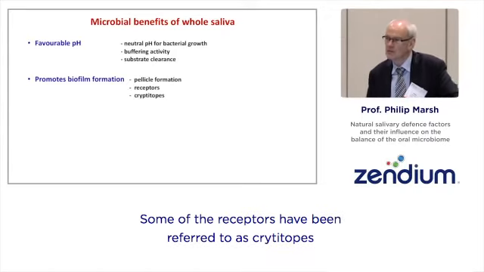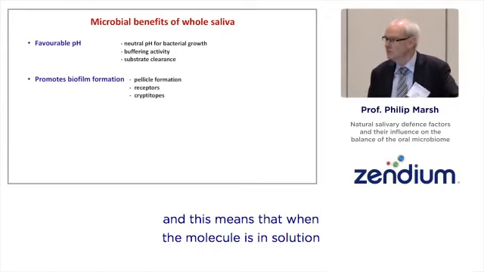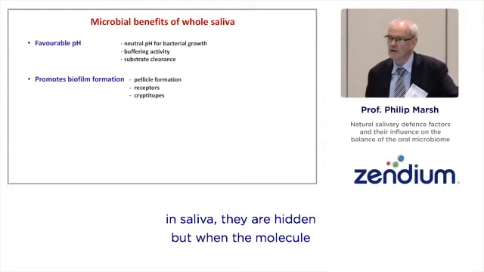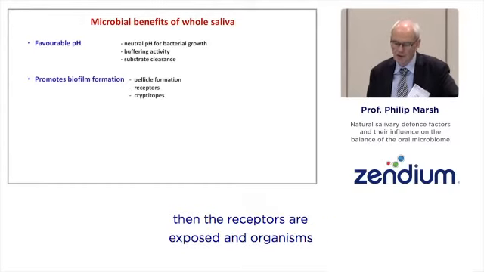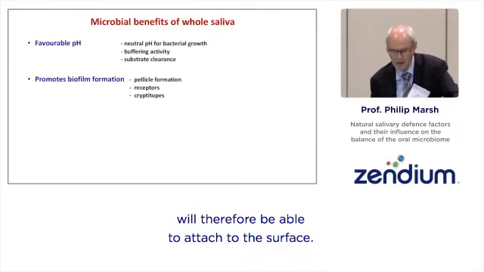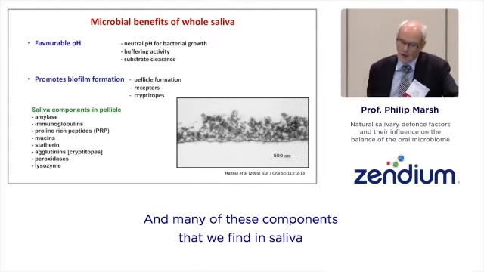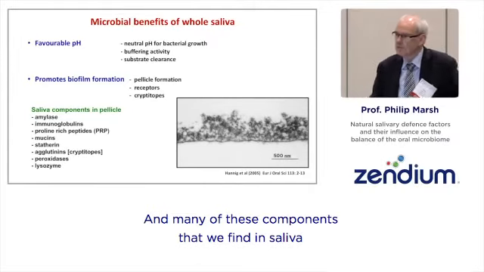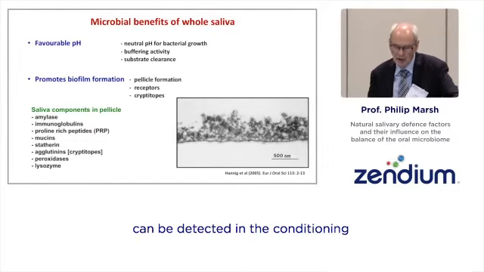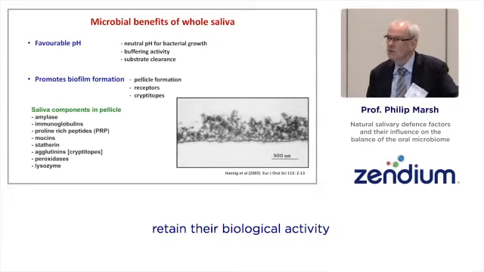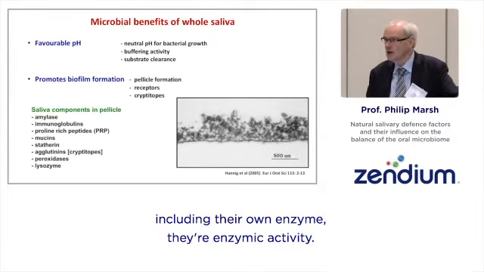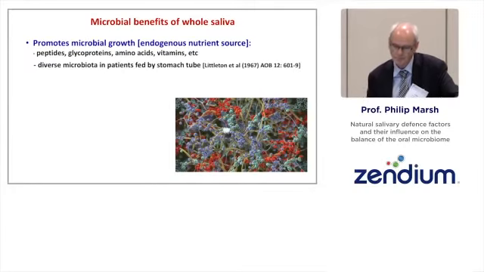Some of the receptors have been referred to as cryptotopes, and this means that when the molecule is in solution in saliva, they are hidden, but when the molecule binds to the surface and unwinds, then the receptors are exposed and organisms will therefore be able to attach to the surface. Many of these components that we find in saliva can be detected in the conditioning film, the acquired pellicle. The important thing to stress is that these molecules, when they're present in the pellicle, retain their biological activity, including, if they're an enzyme, their enzymic activity.